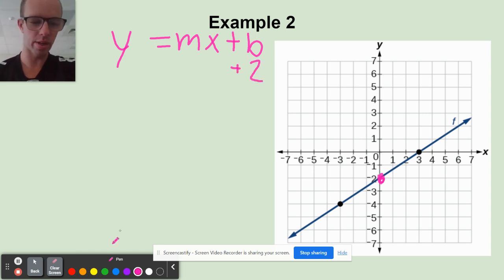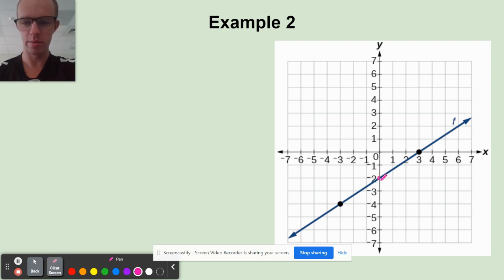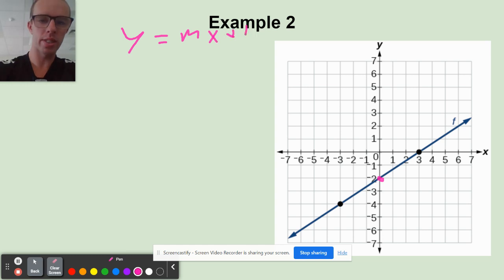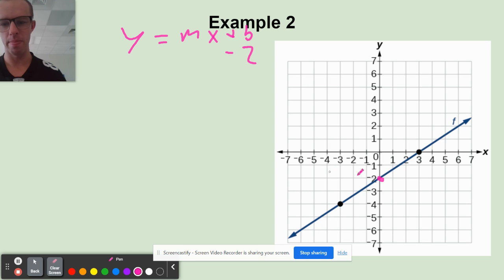Or sorry, I just wrote plus 2. That's a mistake, right? Oops, I just cleared everything out. Y equals mx plus b. Why was that a mistake? Well, this is a negative 2 right here. So this should be a minus 2 as my b.